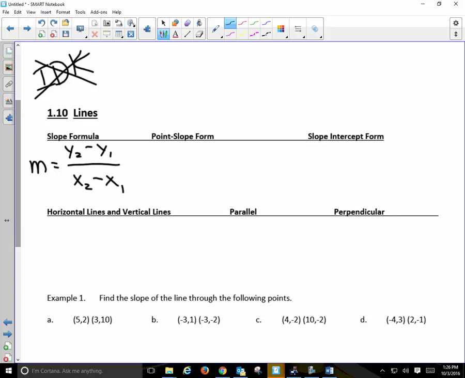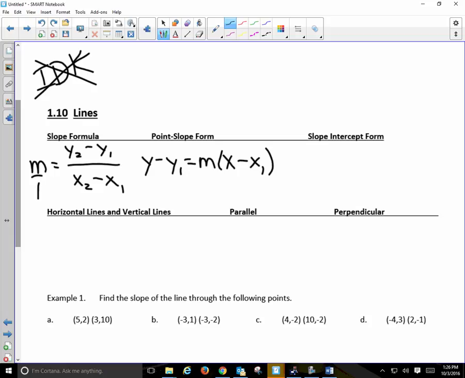Now, point slope form for a line, you just multiply through by the denominator, and you get y minus y1 is equal to m times x minus x1. So once you know the slope formula, you should know the point slope form. That's how they come up with point slope form. All they do is cross multiply. Everybody see that?